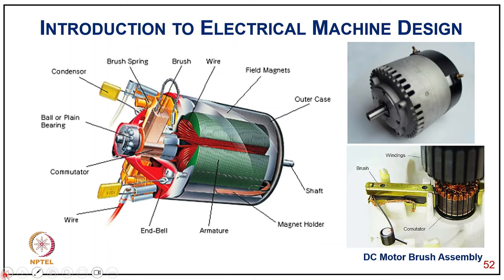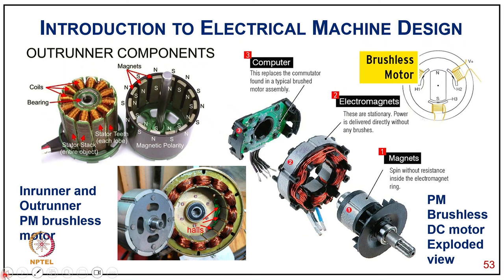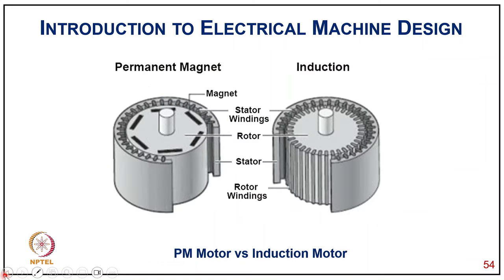Then you have different parts of this, as you can see, with the commutator periphery assembly and the completely assembled DC motor. Then you have the outrunner parts of this machine. As you can see, in the permanent magnet brushless DC motor, the winding is on the stator and the magnets are on the rotor, with the side plate, cup plates, and other parts.